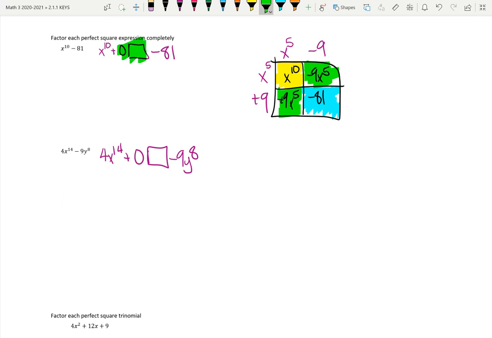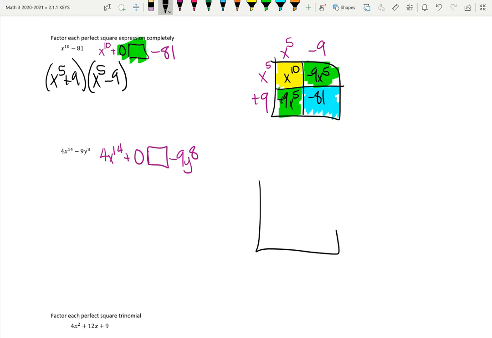Okay, so this factors to be x to the 5th plus 9, x to the 5th minus 9. I look and see on the left, there's a minus sign, so it looks like it can be factored. Here's a perfect square, but x to the 5th is an odd exponent, so I'm just going to leave it be.